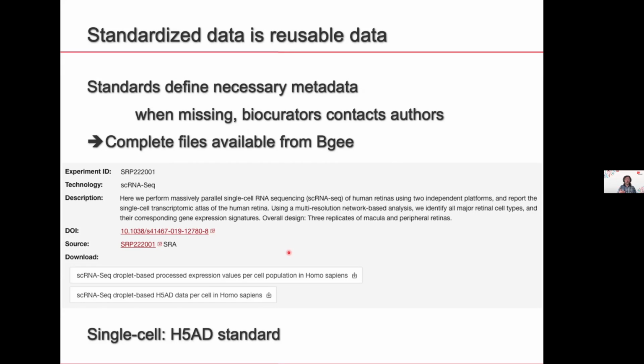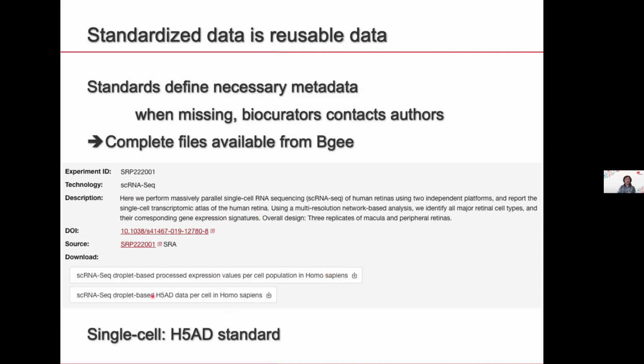As I told you, we read the papers as well as the metadata from the databases, and when information is missing, the biocurators contact the authors. And then in Bgee, you can find this information standardized. So here you have a description of the experiment and the link to the article and to the original source, and this we have recurated. And then you can get the standardized data processed in a standard way so that you can integrate this, for example, in your analysis in R.